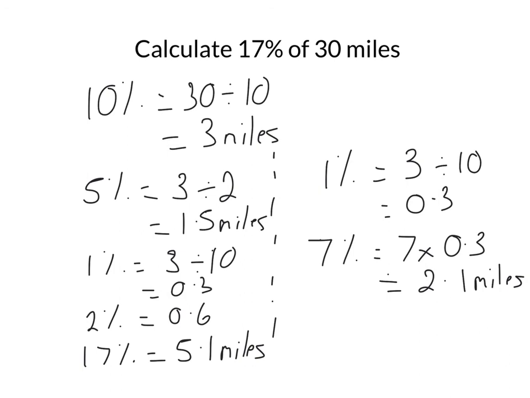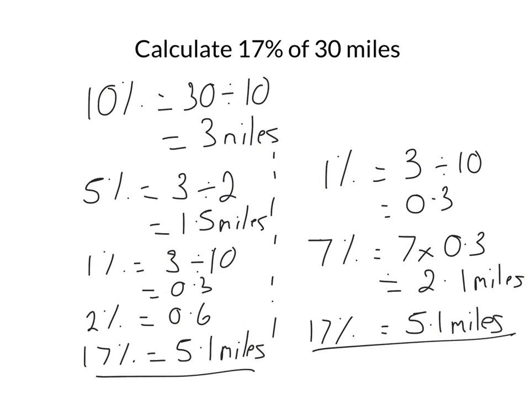Therefore, my value for 17% is going to be my value for 10%, which is 3 miles, add my value for 7%, which is 2.1 miles. So 17% would give me 5.1 miles. As you can see, both methods end up at the same answer. You just need to pick whichever method you prefer.